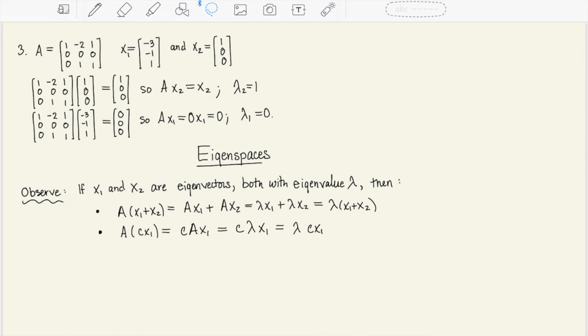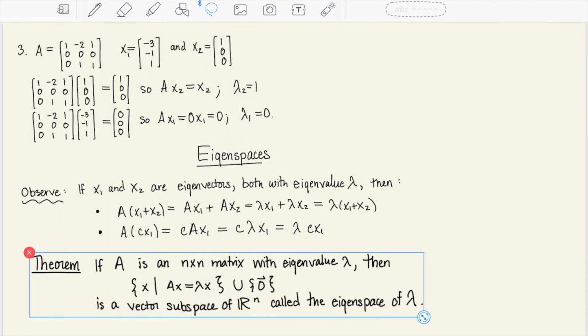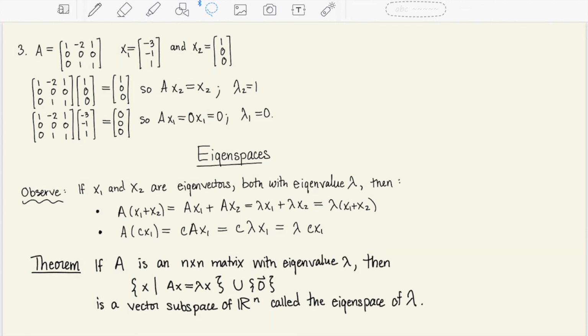So this means that it's closed under vector addition. It's closed under scalar multiplication. Those are the properties you need to be a vector space. And there's a theorem that goes along with this. If you have a square matrix A and a fixed eigenvalue lambda, then the set of vectors for which x is an eigenvector of that eigenvalue, meaning Ax equals lambda x without changing lambda, together with the 0 vector, is a vector subspace of R^n. And we call that the eigenspace of lambda.